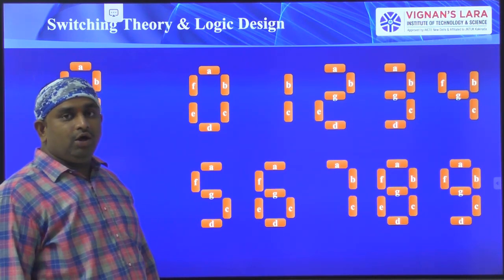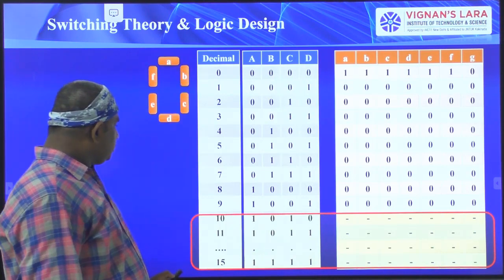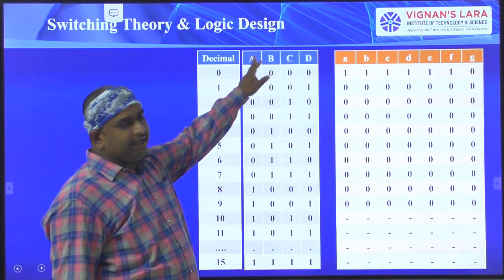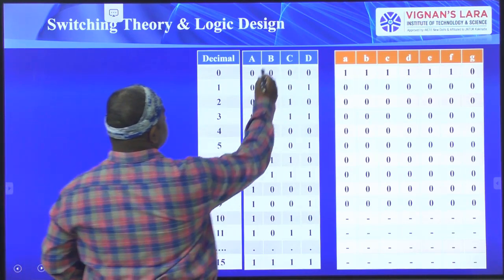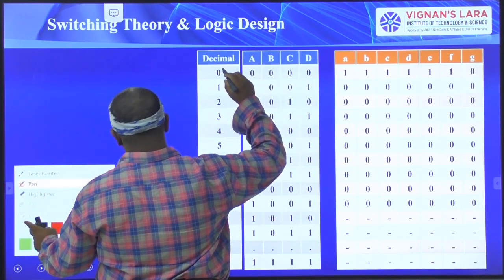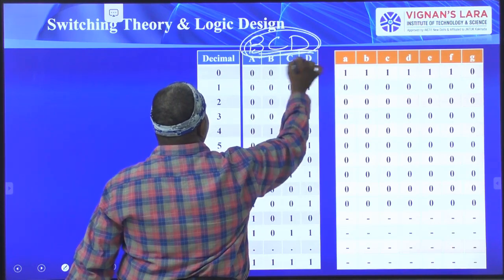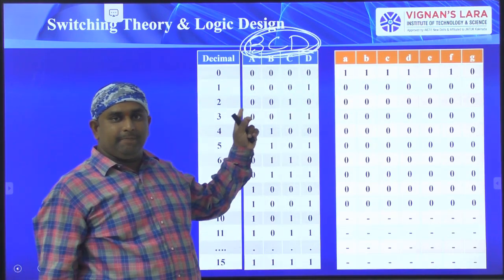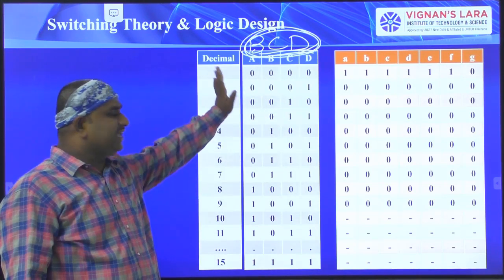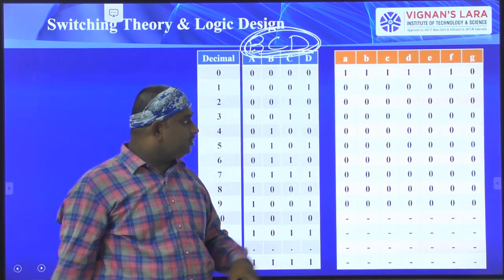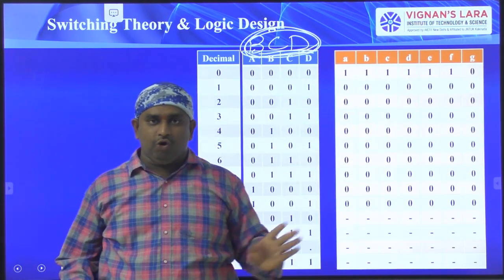Next, we have to draw a truth table. See here first this table. Here A, B, C, D are the binary codes. These are the BCD inputs. A, B, C, D are the 4 BCD bits, the inputs, capital letters A, B, C, D. And small a to g, small a, b, c, d, e, f, g, are nothing but the outputs of the circuit.